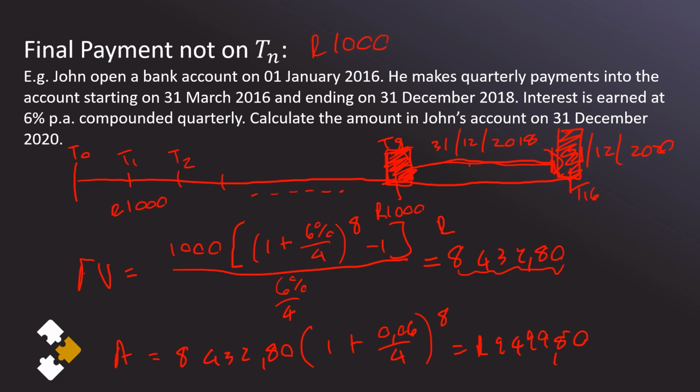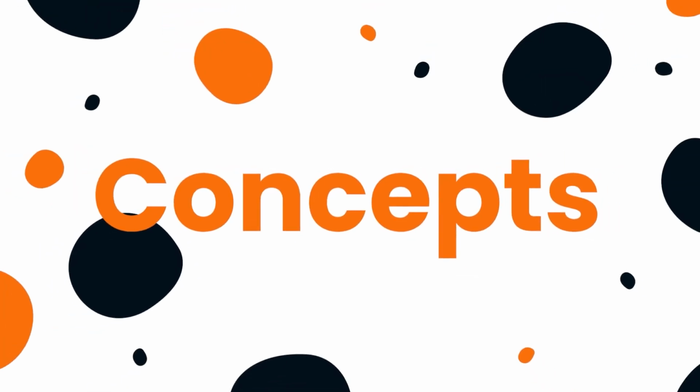Okay, so that's how we deal with the final payment not being on TN. We just find the future value up until the day of the final payment, and then we take that amount and we simply grow it using our compound interest formula. Fantastic, let's keep going.